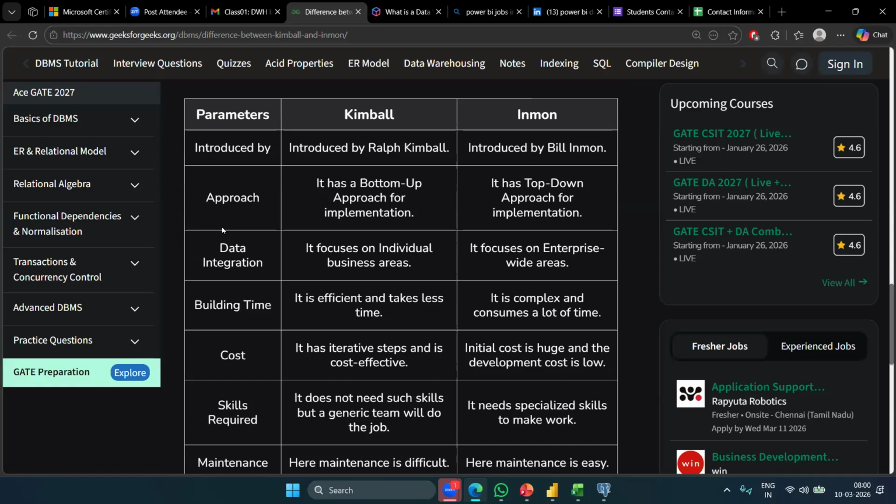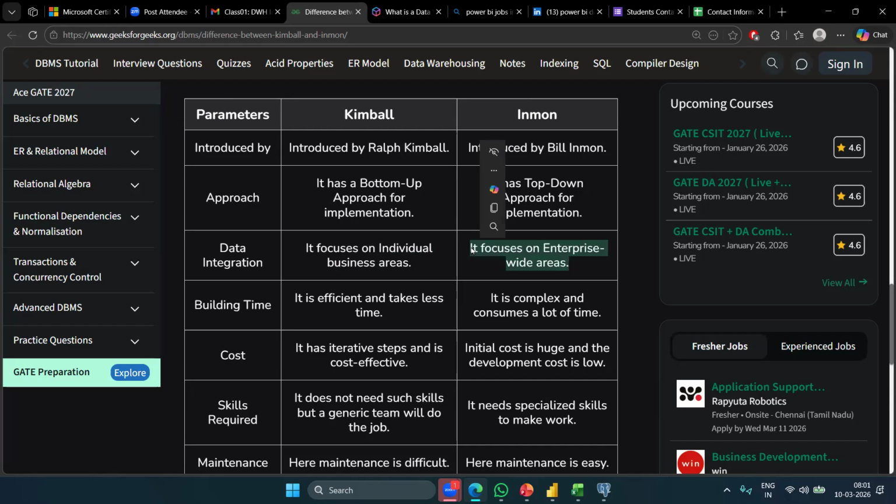Okay. So I just want to show you a comparison of approaches introduced by Ralph Kimball and introduced by Bill Inmon. Now, if you see the approach, the Kimball approach is a bottom-up approach. That means if you see the organization, we start with each and every department from the bottom and go up to the enterprise level. Now, Inmon is on the other side. For data integration, Kimball focuses on individual business areas. We sit with each of the business lines and build there. Whereas Inmon focuses on enterprise-wide areas.